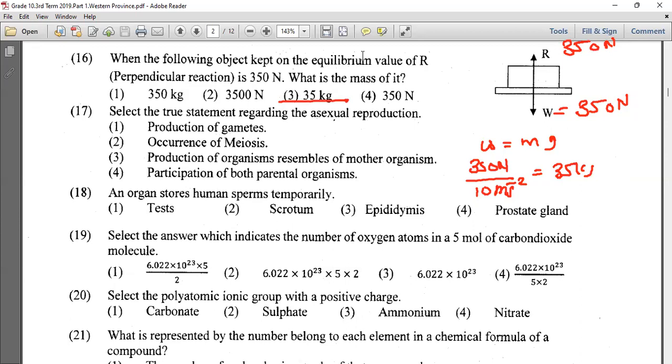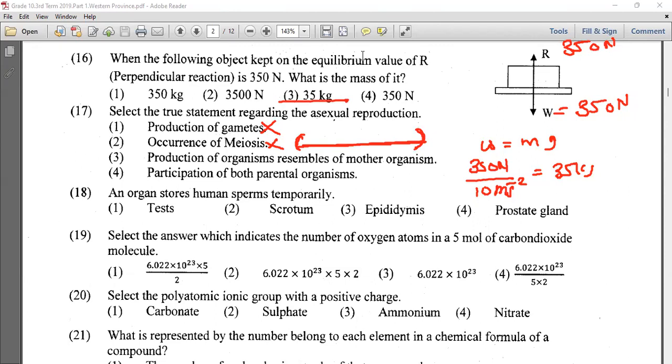Next one. Select the true statement regarding asexual reproduction. Asexual means not sexual. That means it does not need to produce gametes. Occurrence of meiosis, no. If there is no gamete formation, there will be no meiosis. So you can write: no gamete formation, no meiosis. That's how you have to derive this.